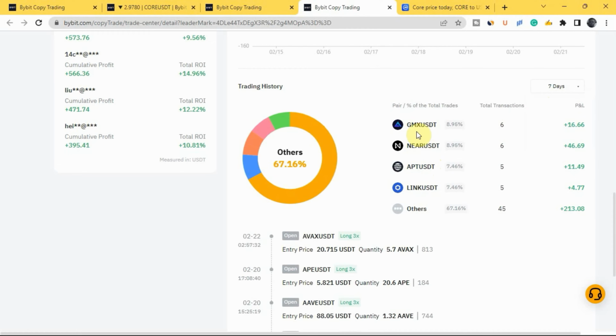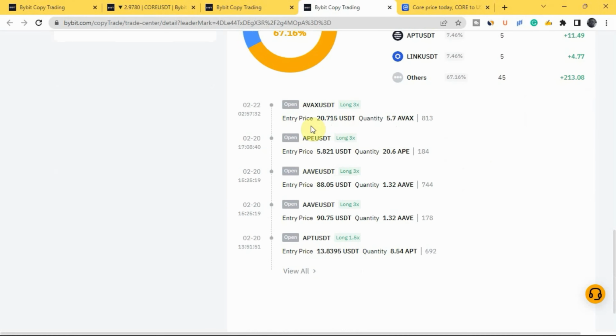So this person has been trading GMX USDT, NEAR USDT, APT USDT, Link USDT, and other cryptocurrencies. And you see the profit this person has been making from these pairs right here. And if you scroll down, we are going to be seeing the open trades right here. So these are the open trades that this trader is currently taking.